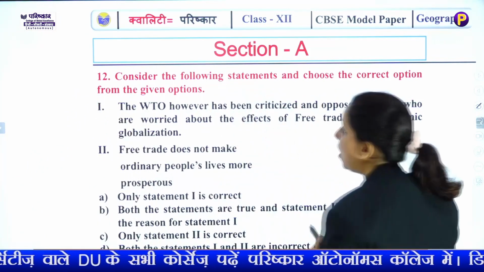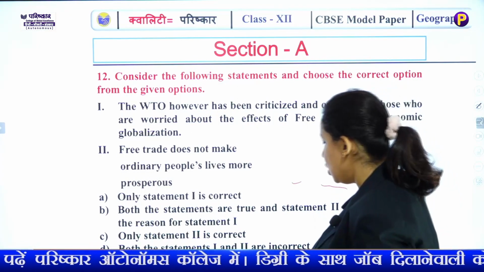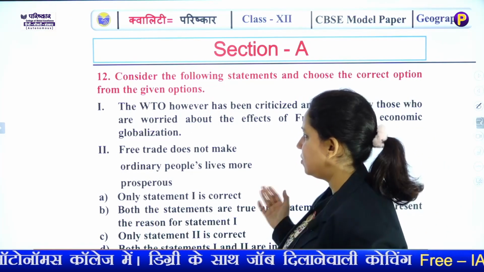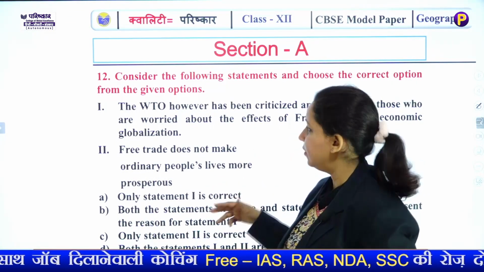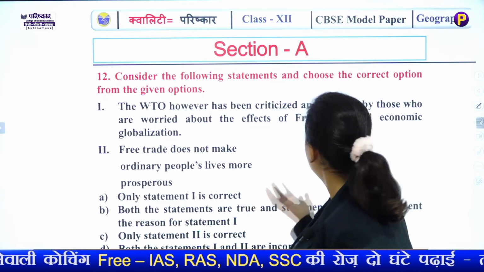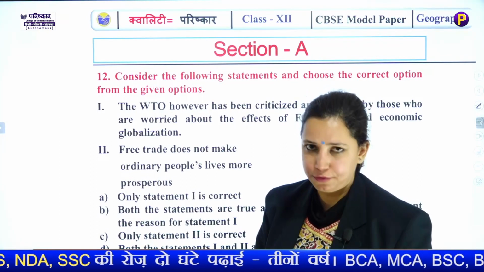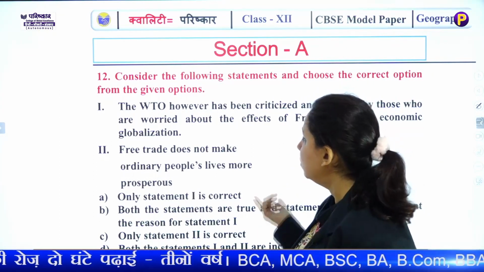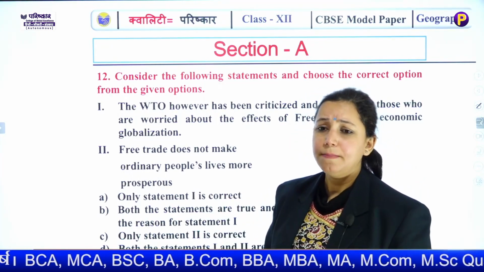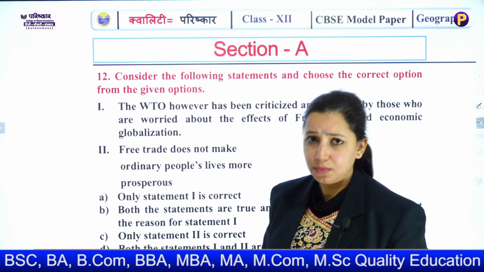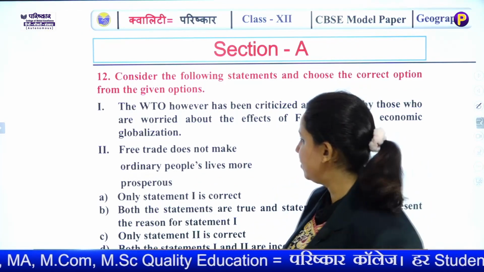by those who are worried about the effects of free trade and economic globalization. Free trade does not make ordinary people's lives more prosperous. Now these are 2 statements. The first statement tells you that it has been opposed and criticized by those who are not being benefited from it. Now the second statement says why it is not benefiting, because the ordinary people's life has been the same and has become more vulnerable. It has not led to a happier and more prosperous life.